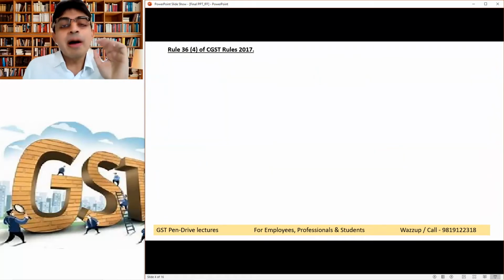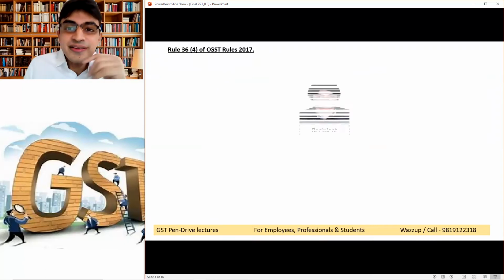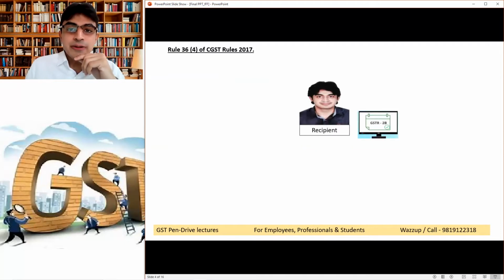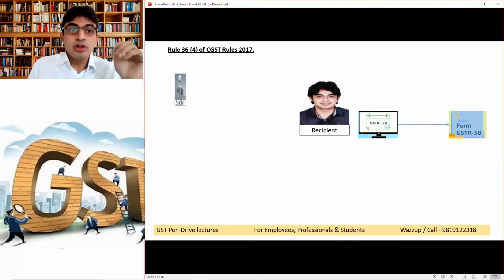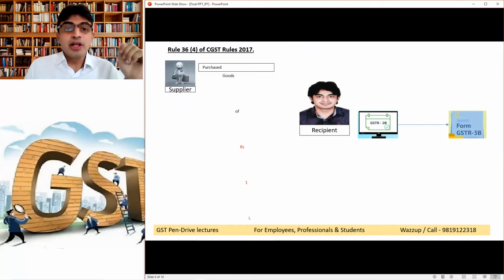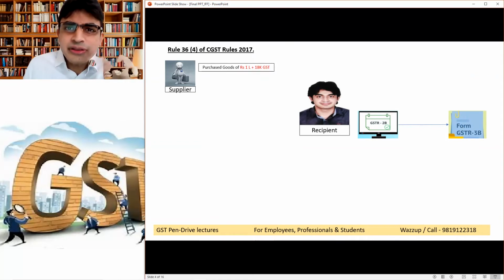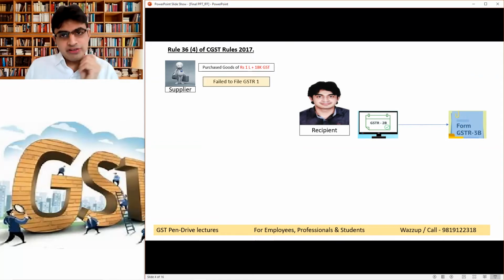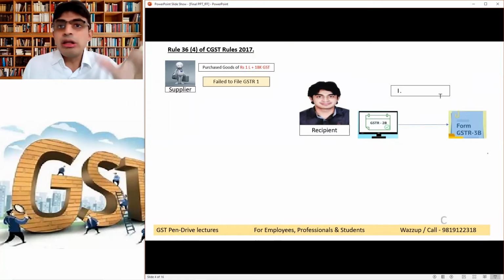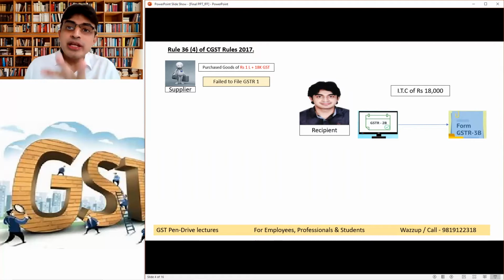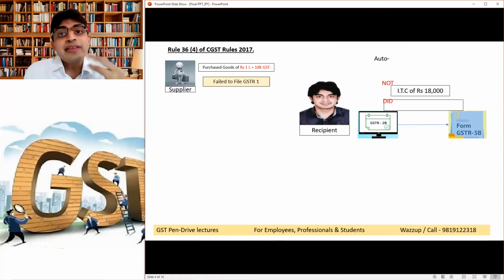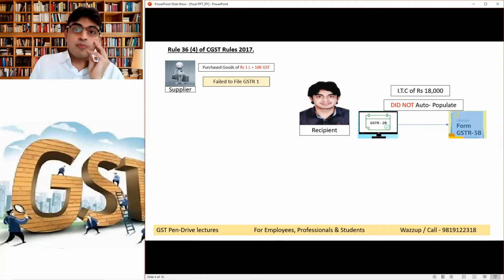Correct. Now comes part 2. Rule 36 sub rule 4. Dangerous rule. What does this rule say? Suppose I am a recipient. This is my 2B and from there ITC comes in 3B. What happened? From this supplier, I purchased goods of 1 lakh and I paid GST of 18,000. But what did this supplier do? He did not file GSTR1 for some reason. So this 18,000 ITC never got auto-populated in my 2B and 3B. So I cannot avail this ITC.